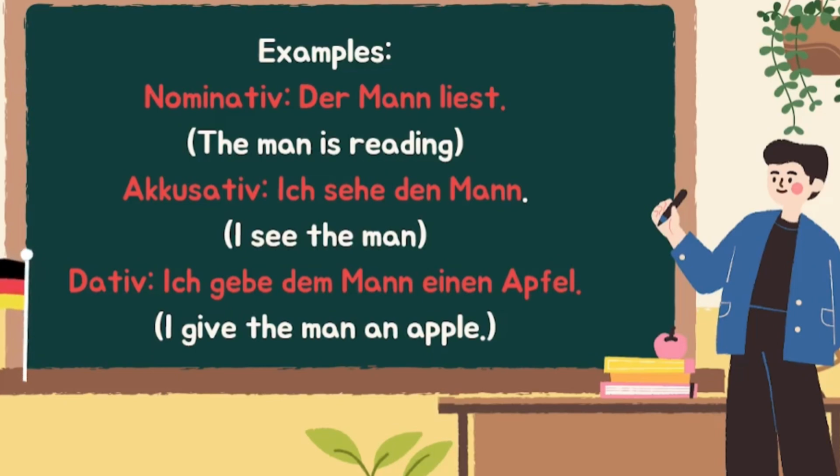So the next case, "Ich gebe dem Mann einen Apfel." It is a dative, while der Mann in nominative is changed into den Mann in accusative, followed by dem Mann in dative. So in this way you can identify the difference between nominative, accusative and dative.